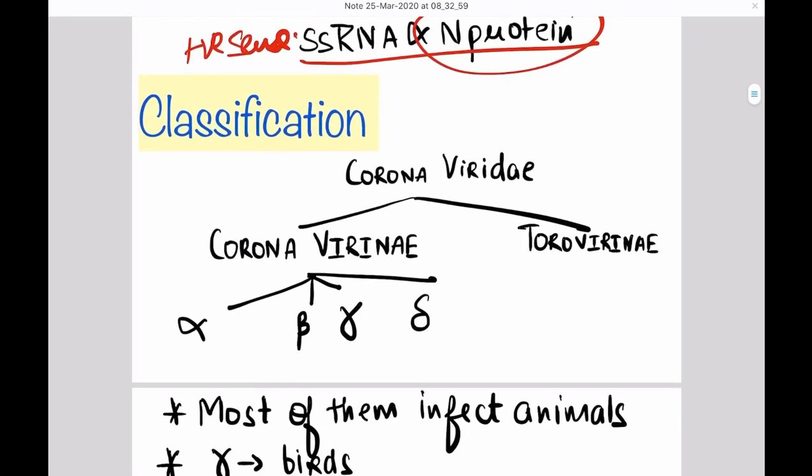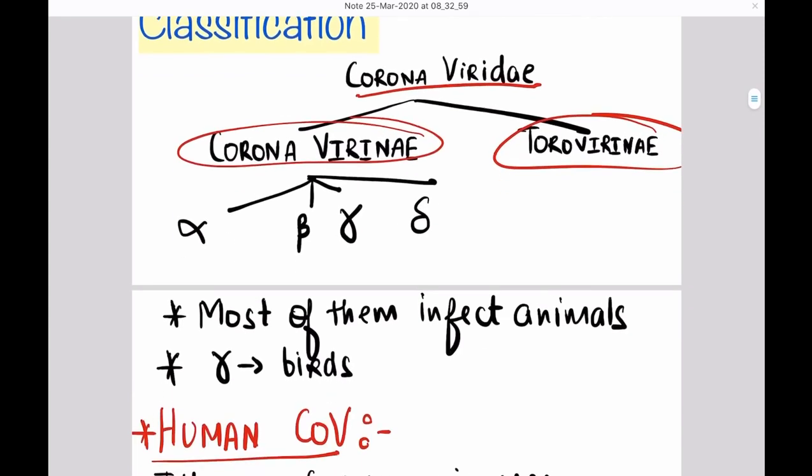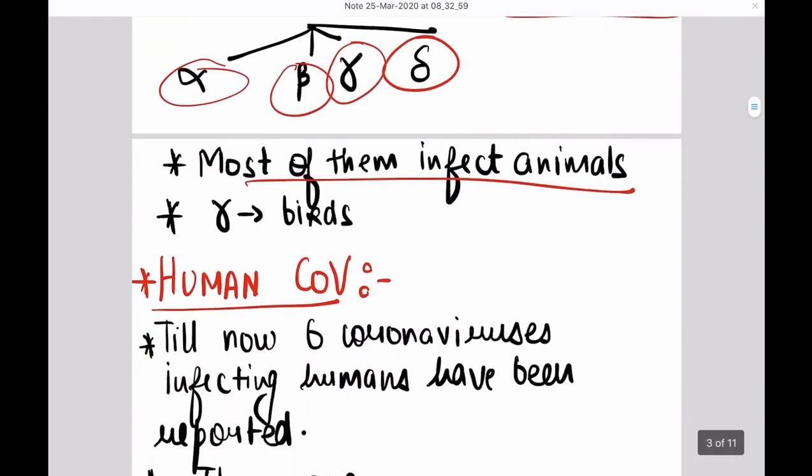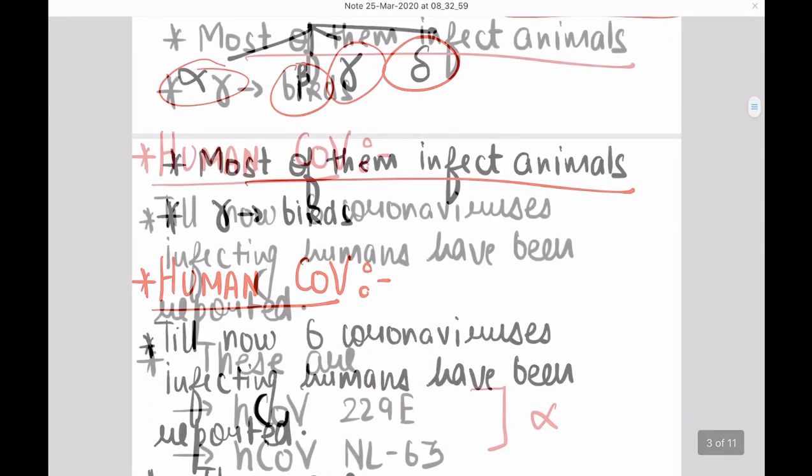Now, after morphology, let's move to the classification. The corona family is named Coronaviridae. It has two subfamilies, the Coronavirinae and the Torovirinae. The Coronavirinae has four further genera: alpha, beta, gamma, and delta. Most of them infect animals, but the gamma family infects birds.